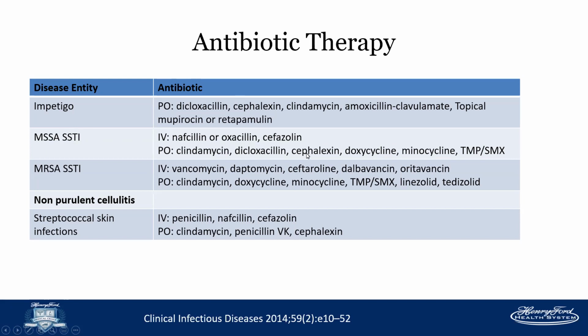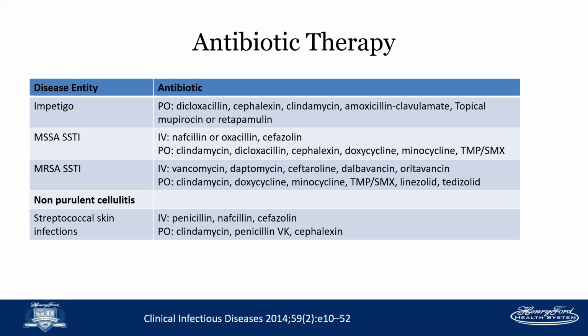Clindamycin, dicloxacillin, cephalexin, doxycycline, minocycline, and Bactrim can be used in these patients. And if a patient has a beta-lactam allergy, like a penicillin allergy, then as alternatives you could use something like doxycycline, minocycline, Bactrim, or clindamycin. But for MSSA and for streptococcus, penicillins and cephalosporins are the drugs of choice. The alternatives such as doxycycline, minocycline, and clinda, we usually reserve for patients who have a penicillin or a beta-lactam allergy.